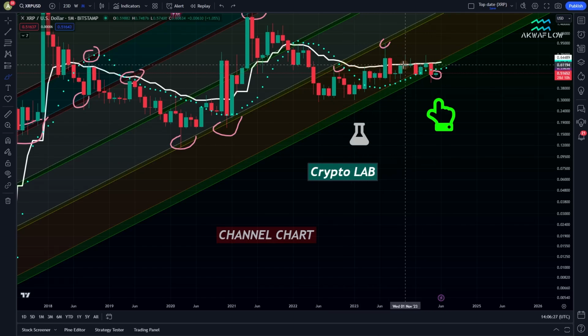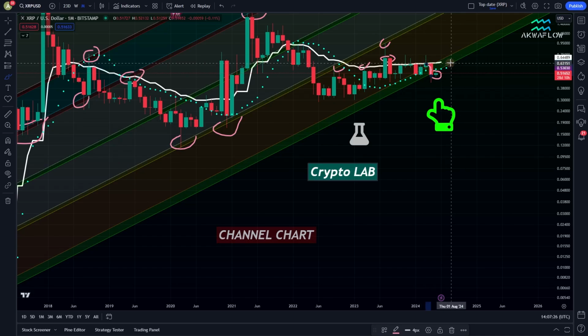This is the monster to overcome. As you can see here, we retested the line, but we got rejected by it. Then we pierced it, we even closed above it, but we couldn't maintain this level, and we have no full candle body closing above the line, meaning that we were still using it as a strong resistance. That's why we went down and we kept on using it as a resistance until being pushed to the downside and even closing below the green area.